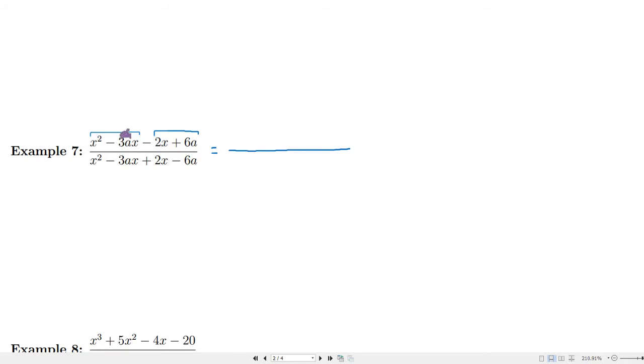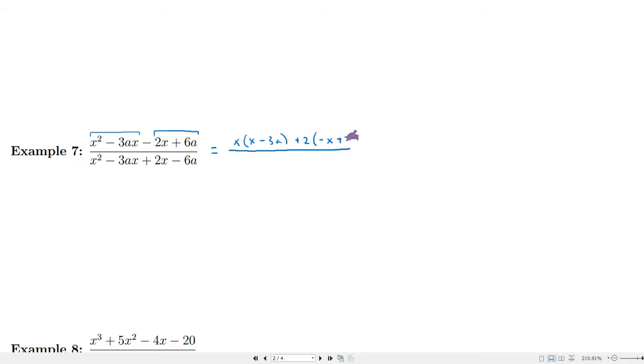So we can factor out of this first one, it looks like we could factor out x. So then we'd be left with x minus 3a. And over here, what can we factor out? Well, we could factor out just the 2, right? Now, if we factor out only the 2, what are we left with? We're left with minus x, and then plus 3a, okay?